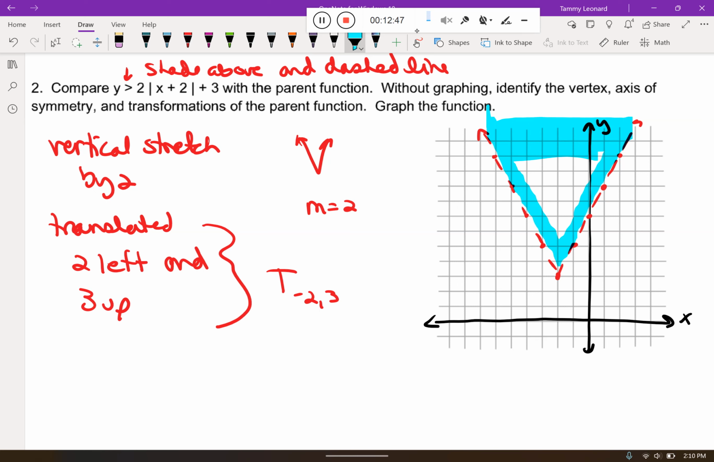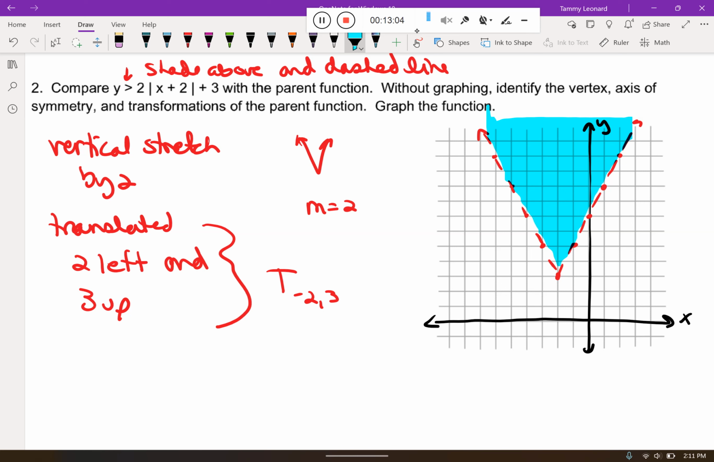We communicate that the shading goes on forever by going all the way to the edge of the graph, because I can't put tons of arrows on my shading, right? With a line, I can say this keeps going up by just putting arrows. For shading, I go to the edge of the grid, and that communicates this keeps going.